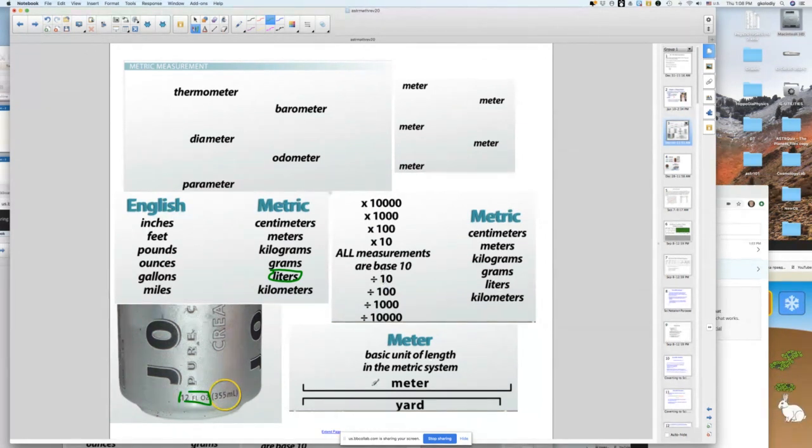So the basic unit for measuring distance is called a meter in the metric system. Not a foot, not an inch, but a meter. A meter is pretty close to a yard. You can see a yard here. A yard is a little smaller than a meter, but they're pretty close together.